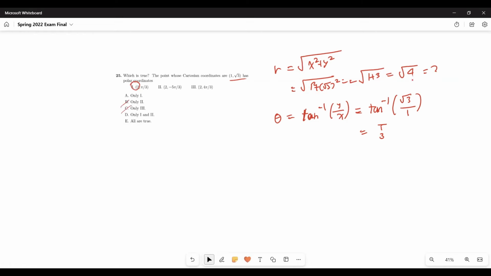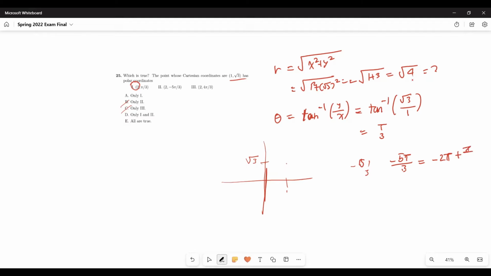Okay, and let's look at the other options. So the point is at 1 comma square root of 3, so that means it's in the first quadrant. And the second option, 2 comma negative 5 pi over 3. Negative 5 pi over 3 is the same as negative 2 pi plus pi over 3, right?